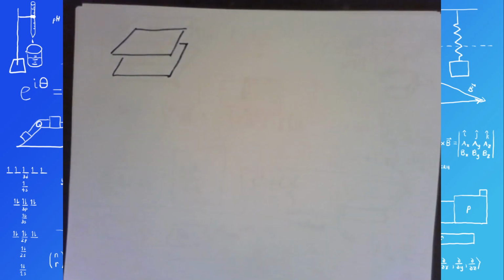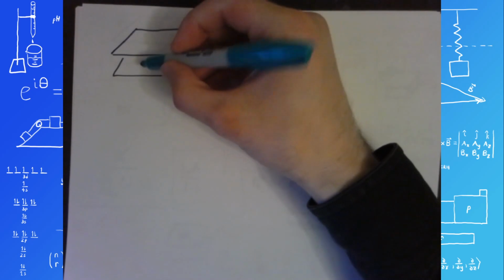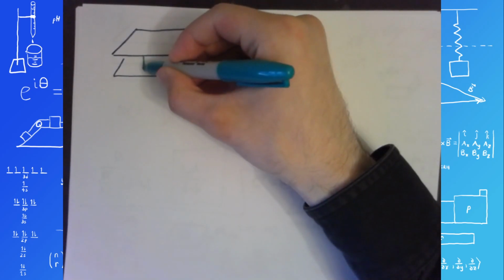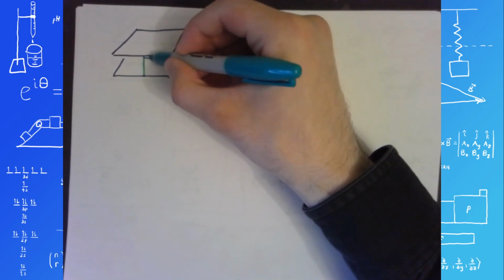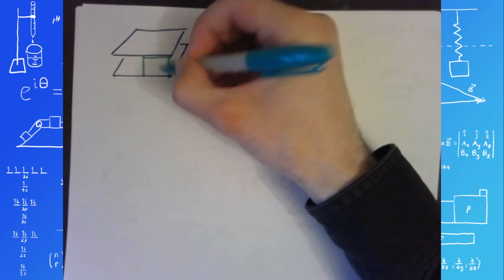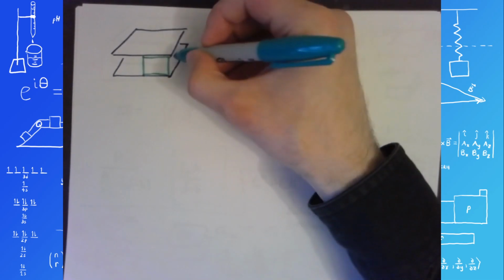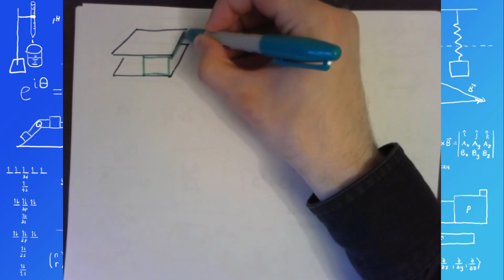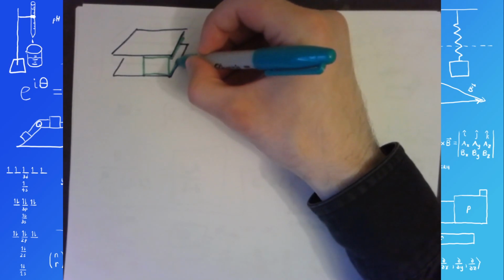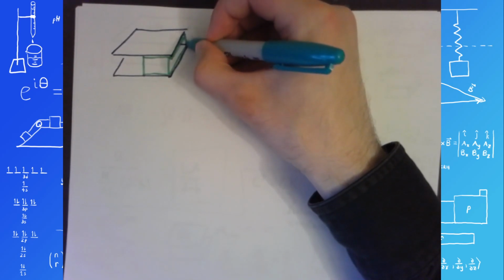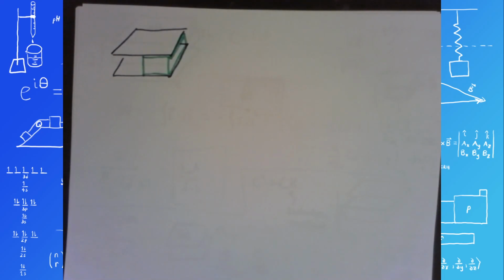This time I'm going to have a dielectric material fill the full distance from the top plate to the bottom plate, but only half the area. This time I'm going to have a dielectric material that looks like this. It's only filling up half the space between the two capacitor plates, but this time it's filling it vertically as opposed to horizontally.